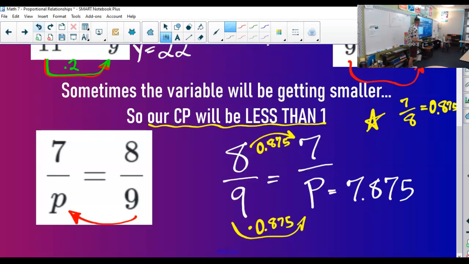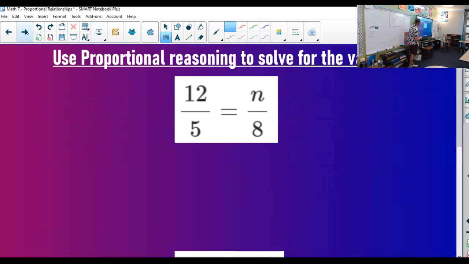Questions on this one? It would have been the same if we tried to go this direction. I don't like going right to left. It feels kind of backwards to me. So I always like to set them up going left to right. Alright, so try this one with your partner. Now the variable's on top. Now the numbers that we know are on bottom.